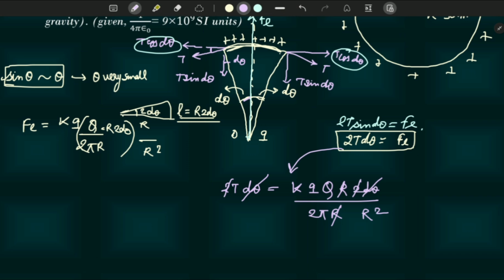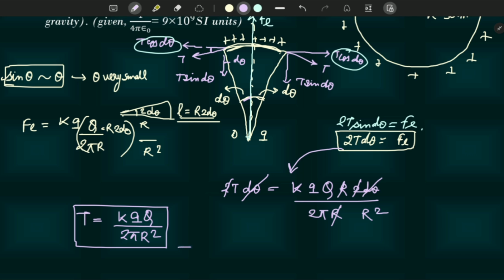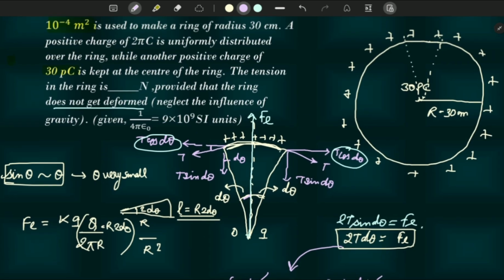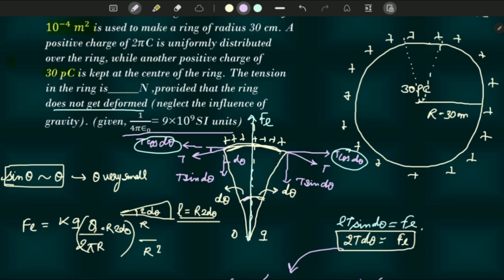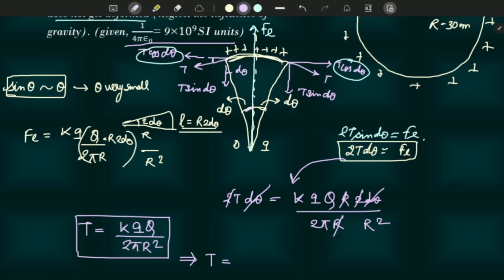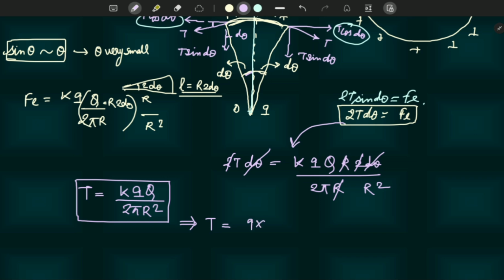So we are left with the equation T equals k small q capital Q by 2 pi r square. So this will be our final equation. Now we just need to put the values given in the question and find the value of tension. So tension T equals K, which is 1 by 4 pi epsilon naught, to be taken as 9 into 10 to the power 9.